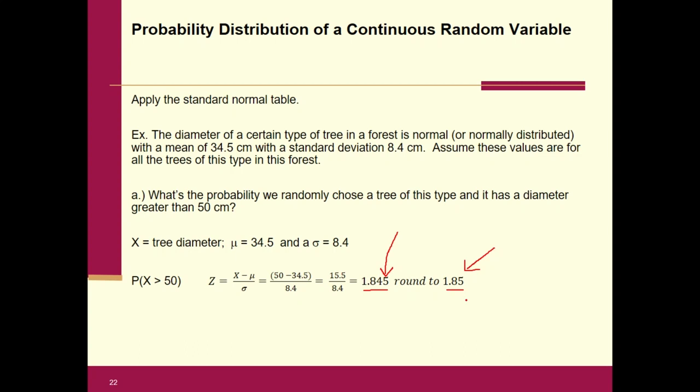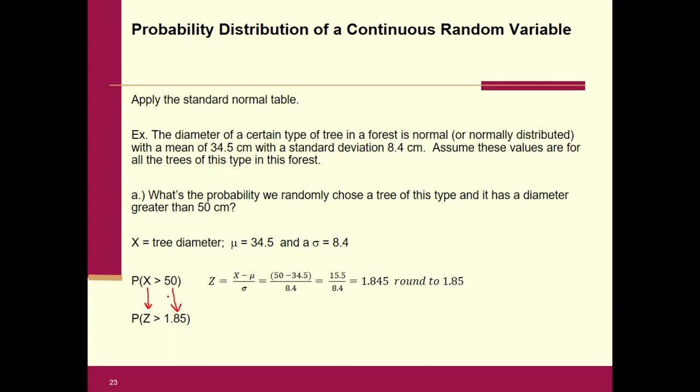And it turned out to be 1.85 standard deviations. So what just happened here is that x is now z. We translated x into z. 50 translated into 1.85 standard deviations away.